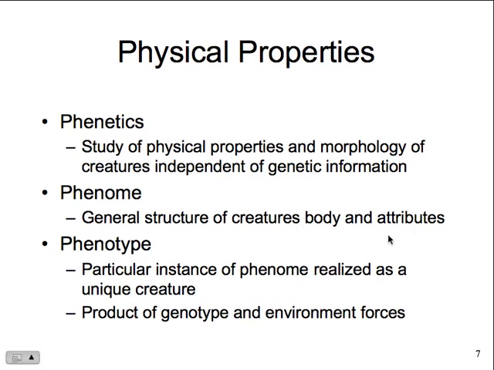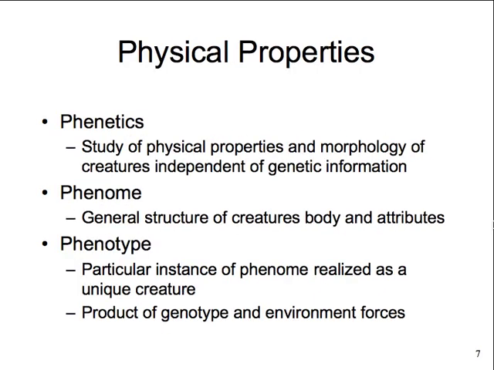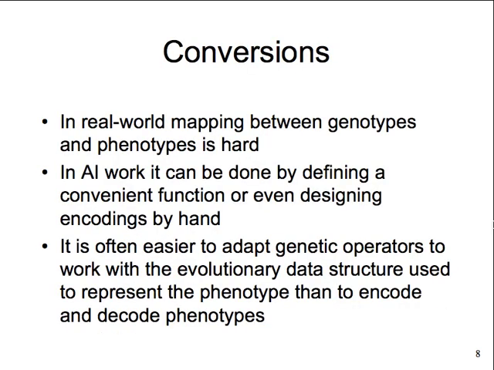Orphonyms, which are essentially the general structure of the creature of the body and the attributes, we can also look at them. Or the types, the phenotypes, which is going to be the same as the genotypes from a genetic point of view to a physical property point of view. The terminology is just slightly altered with the wording. So we're looking at the particular instances, realizing some of what makes a creature unique versus not unique. And then the product of the environment forces all added up together to give us our solution. So then we have what's called the conversions.